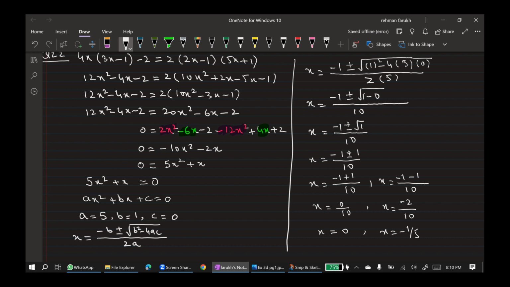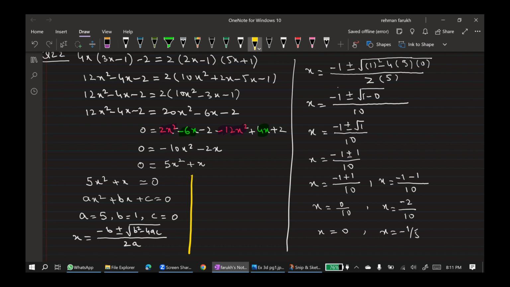These are the answers to the question number 22 with the help of quadratic formula. Here we can solve this question with the help of factorization too.